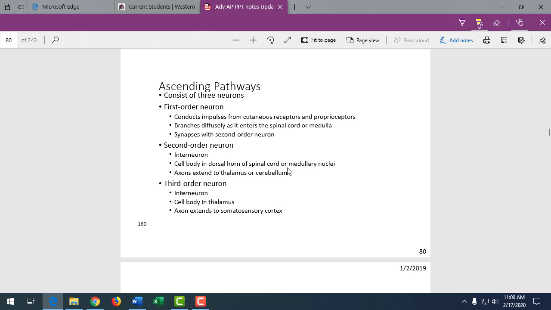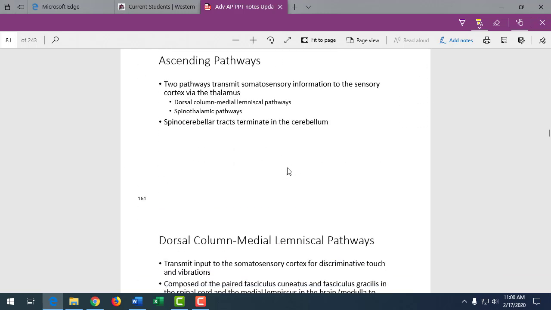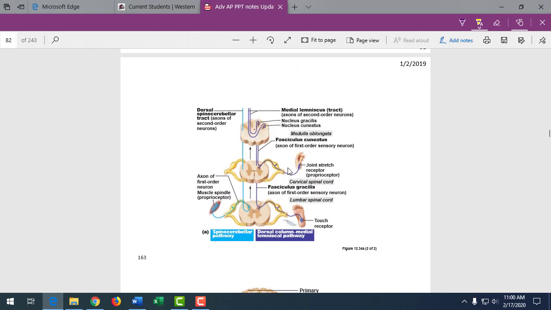So when we look at the ascending pathways, there's 3 neurons in a series carrying information in. So let's look at those 3 neurons. I'm just going to bump over here. So we're bringing information into the spinal cord. So we have one here. This one is in the muscle. This is a spinocerebellar. And another one is this dorsal column.